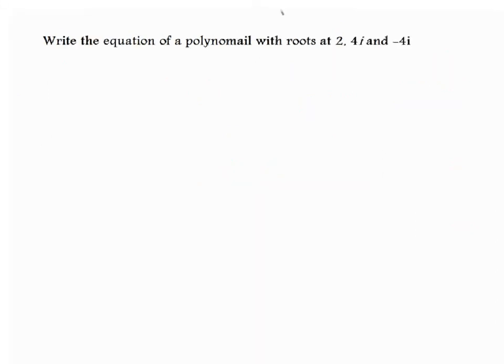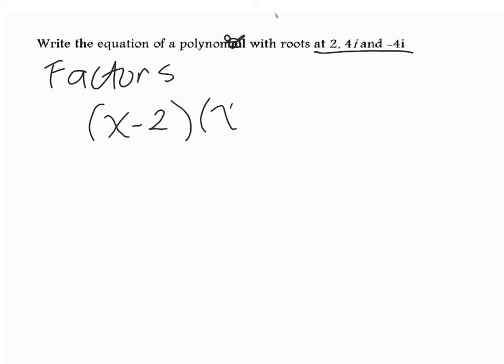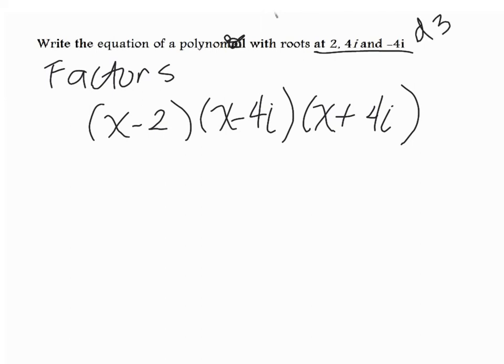If at this point you are overwhelmed, you should save this example for the next day. So again, polynomials spelled wrong, of course. So here are my roots, which means my factors are x minus 2, x minus 4i, and x plus 4i. This one is a degree 3. How do I know? Because I have 3 roots. 1, 2, 3. It has 1 real, because 2 is a real number, and 2 imaginary, because 4i and -4i are imaginary numbers.